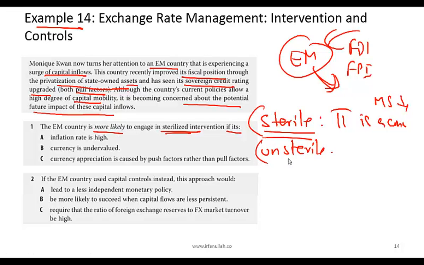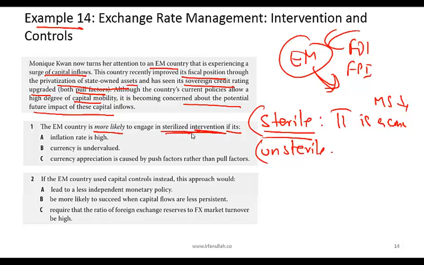With unsterile intervention, this is appropriate when the currency is overvalued. If the currency is overvalued, then it is okay to expand the monetary base. If the monetary base goes up, then what will happen to the value of the currency? It will come down, which is okay if the currency is already overvalued. That will drive the currency towards a fair value. Okay, now coming back to this sterile intervention.